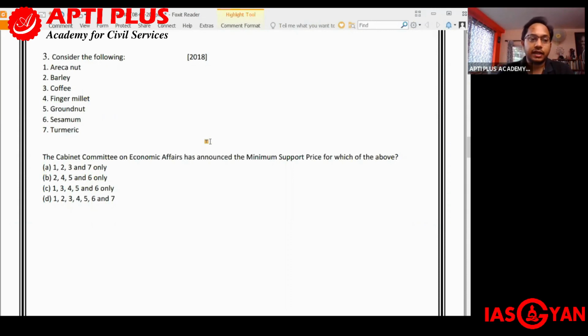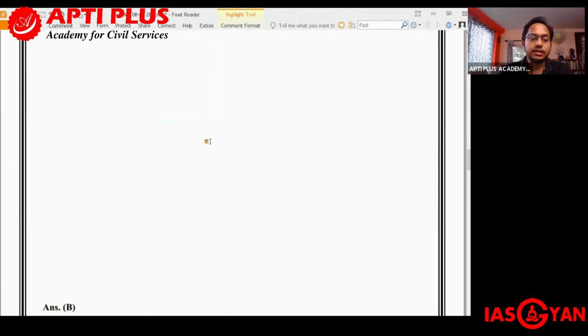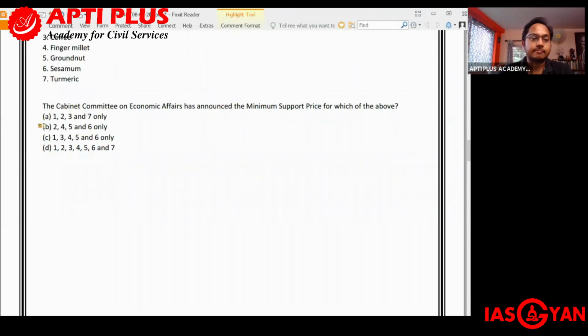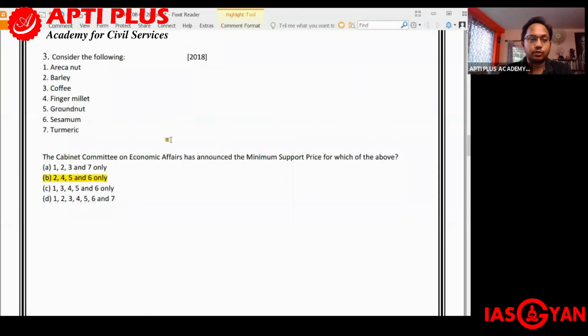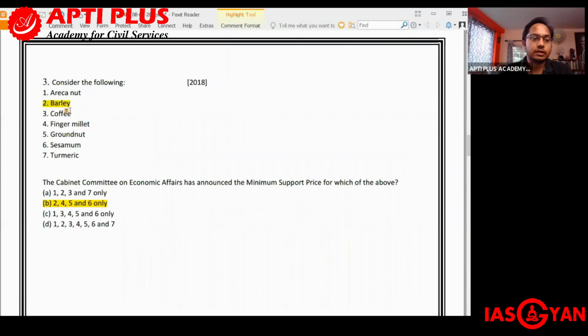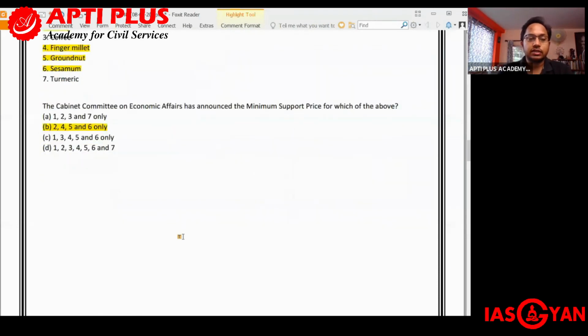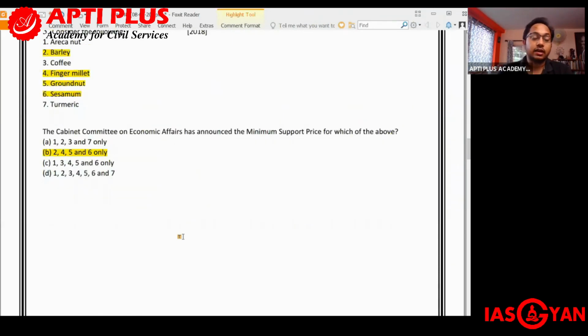So areca nut, barley, coffee, finger millet, groundnut, sesame, turmeric. The Cabinet Committee on Economic Affairs has announced the minimum support price for which of the above? So answer is B, that is 2, 4, 5 and 6 only. So barley, finger millet, groundnut, sesame. So these are the crops.